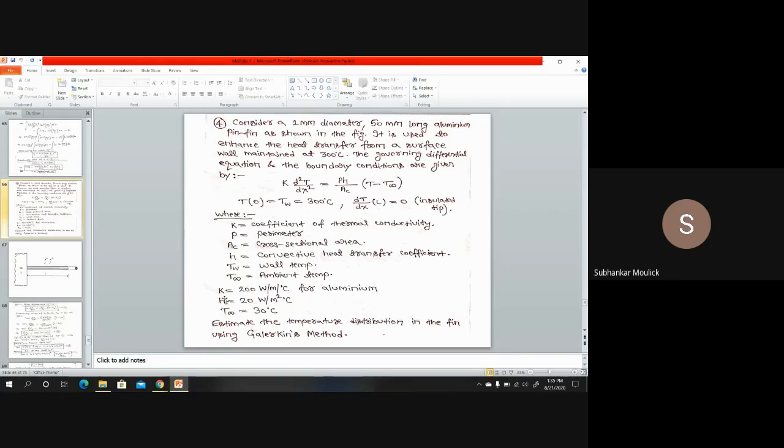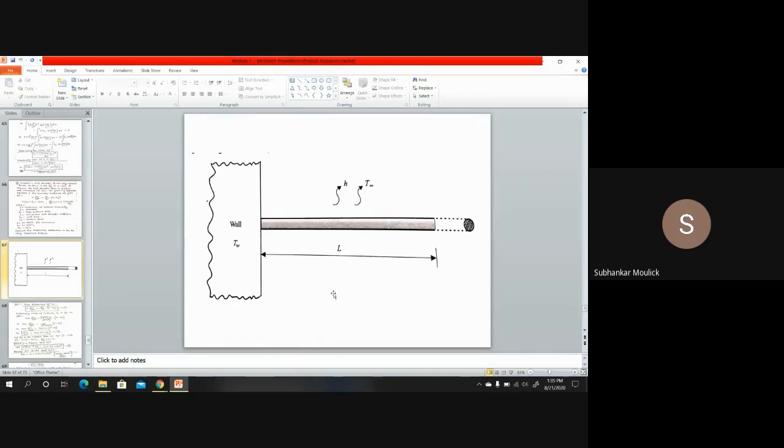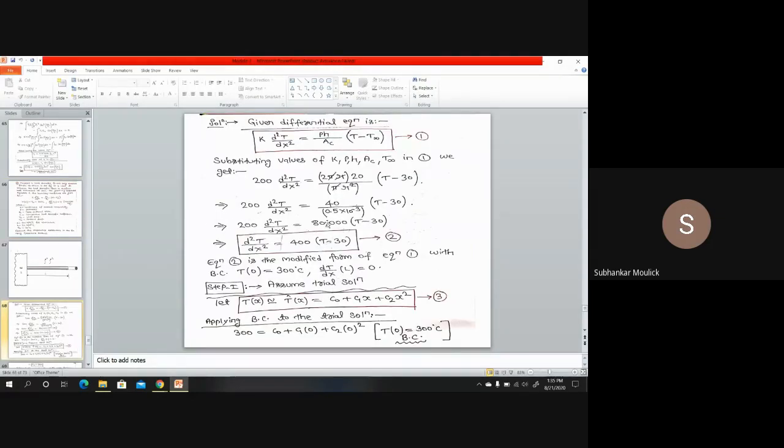Why? Because all the values, whether it is k or h, everything is given in meter. So that 50 millimeter, multiply it with 10 to the power minus 3, it will be in terms of meter. See, 0.5 into 10 to the power minus 3 into t minus 30. 40 divided by this value is how much? 80,000 into t minus 30. Now I can write d2t over dx2 is equal to 80,000 divided by 200, which is 400 into t minus 30.